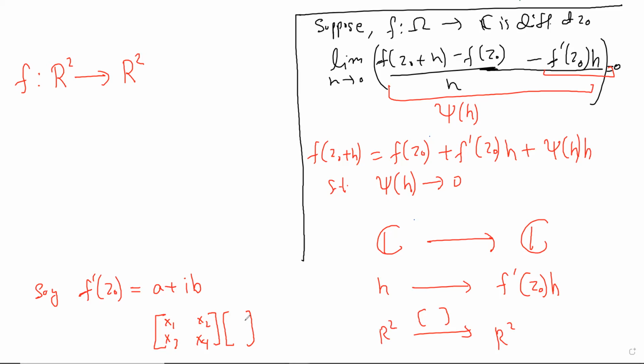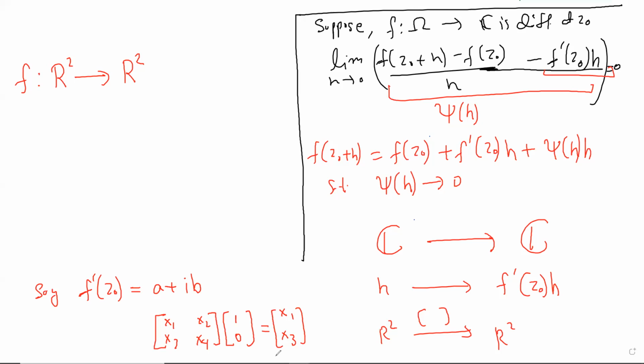It's very easy. You can take special values of h. Take h to be 0 comma 0, you don't get anything. Take h to be 1 comma 0. So if you take h to be 1 comma 0, then what is it that you get? You get x1, x3. Right? Just get the first column.